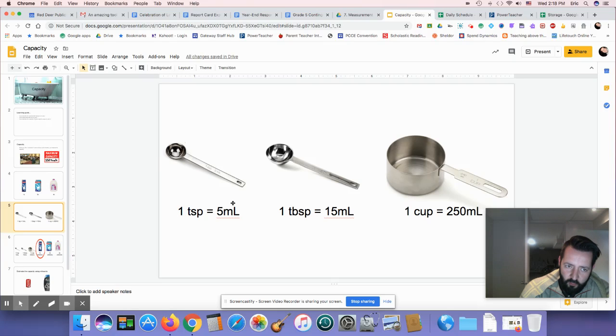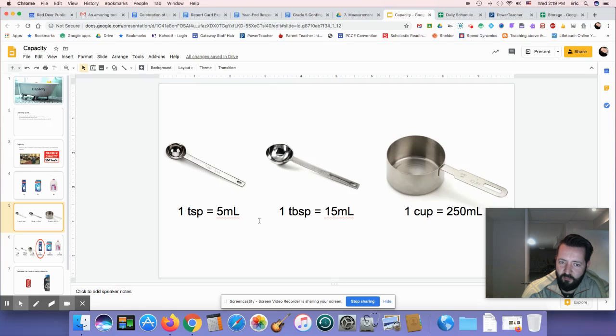So over here on the left side is a teaspoon, 1 teaspoon, and 1 teaspoon is actually equal to 5 milliliters. So if you were to take the amount of water that this little spoon holds and divide that into 5 equal sections, 1/5 of that would be equal to 1 milliliter, just to give you an idea of how small a milliliter is, okay?